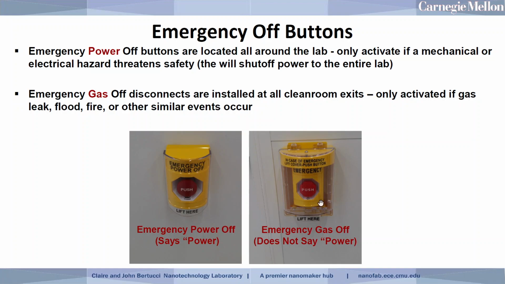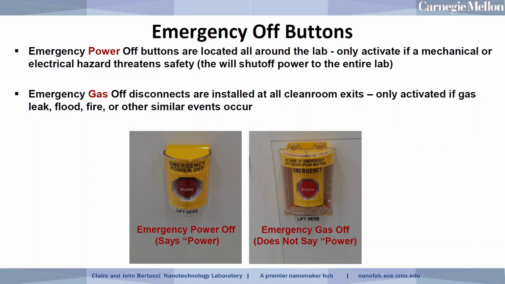The emergency gas off button would typically be activated if there was a gas leak that wasn't being detected, if there was a flood or a fire or some sort of destructive building event, where we would want to make sure that the gas isn't just running if the gas lines get compromised.